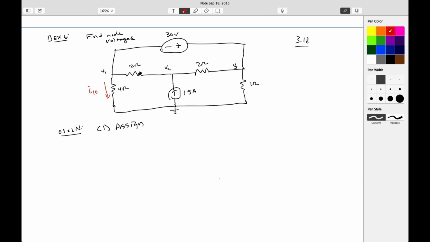Let's let this be I10, this one be I12, this one be I13, this one be I30, and I know for a fact that this is going to be 15. Now the next thing I want to do is step 2, which is to apply KCL. But we want to make sure that we stop and notice it's supernode time.